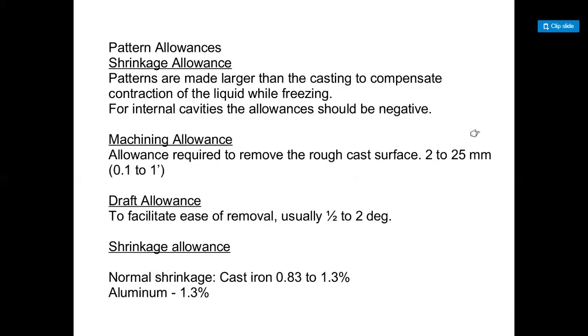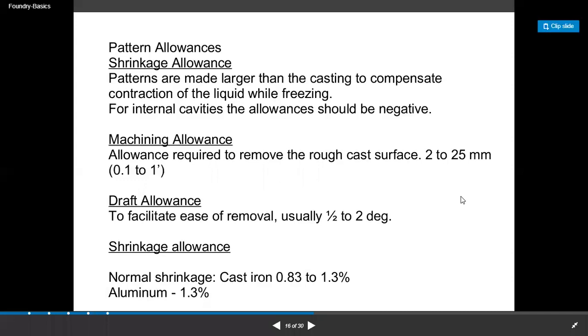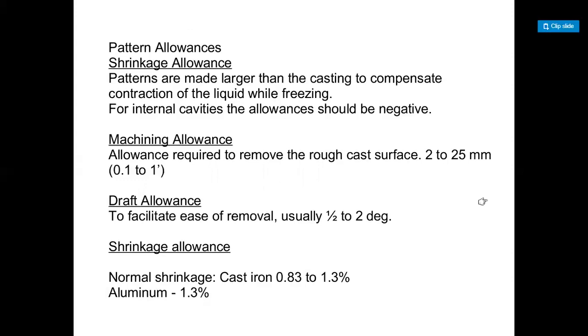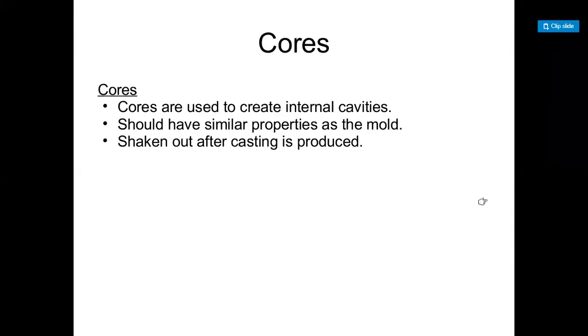What are the pattern allowances? Shrinkage allowance, machining allowance, draft allowance, and what are the percentages of the allowances? What are cores? The cores are used to create internal cavities. Internal cavities should have similar properties as the mold, shaken out after the casting is produced. I will explain the cores in detail in further classes.